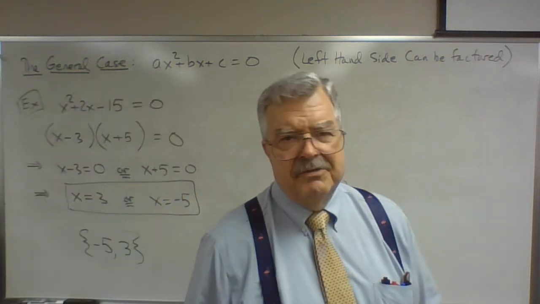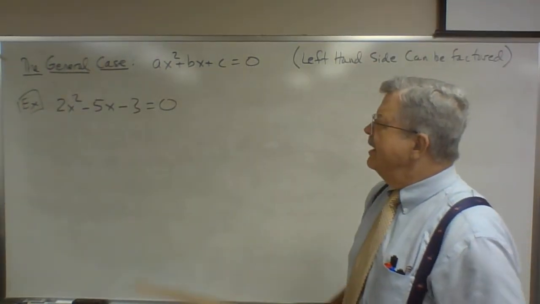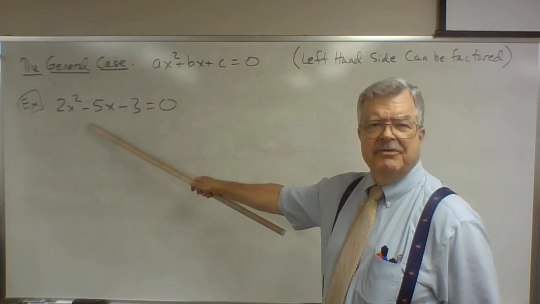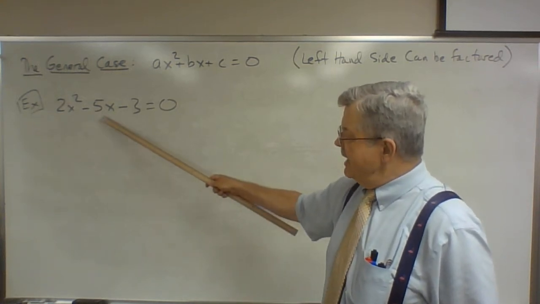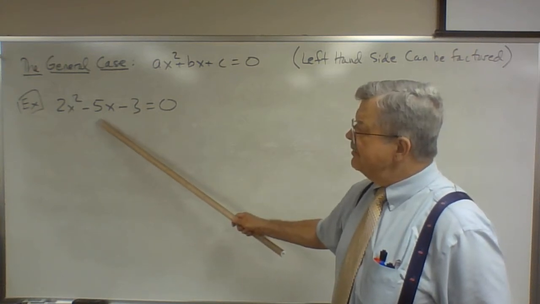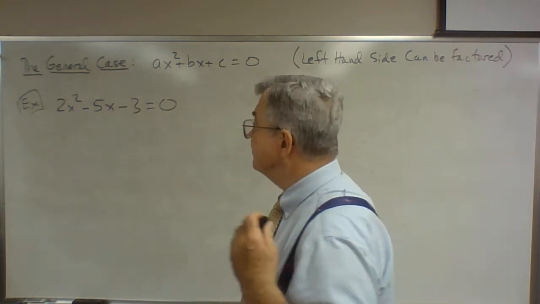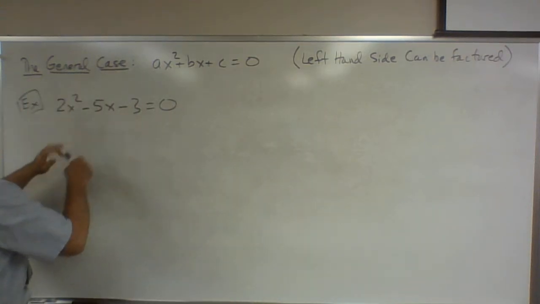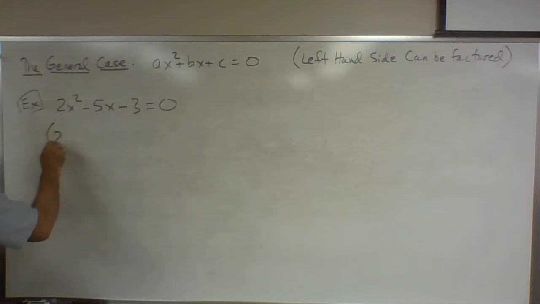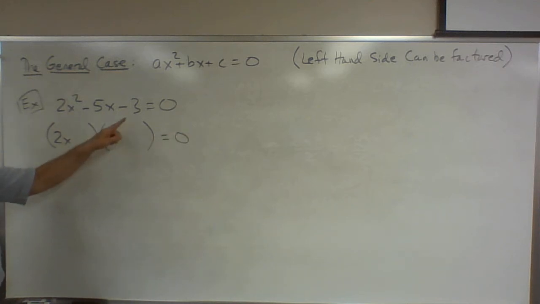Now let's do another example where we can solve by factoring. Here's one that's a little bit more challenging. 2x squared minus 5x minus 3 equals 0. And we're assuming that this thing can be factored. So let's see what we can do. If the left-hand side can be factored, then we're going to have 2x here and x here. And we're going to have factors of negative 3 here and here.